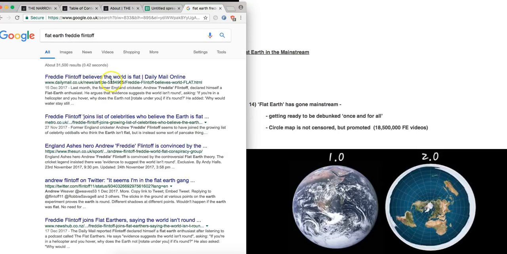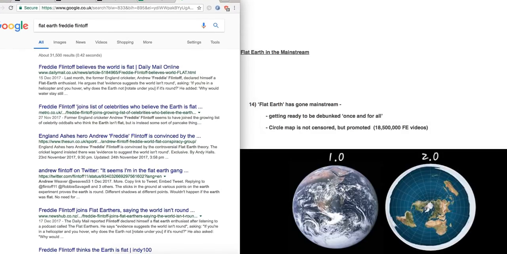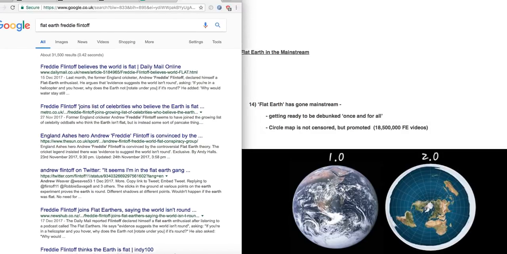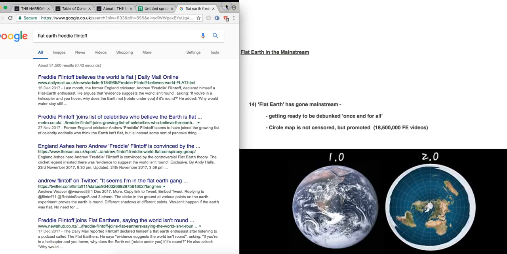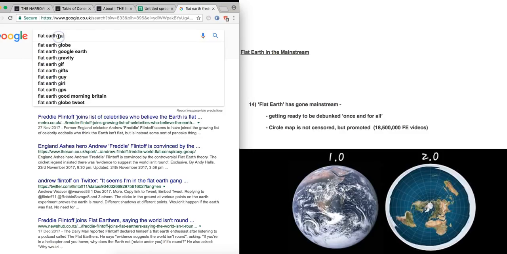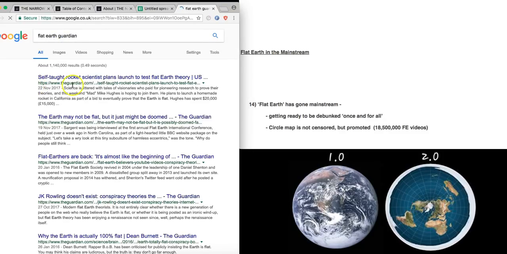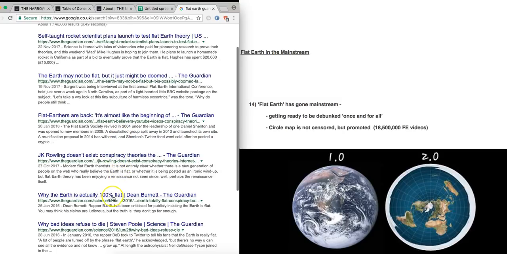He's talking about flat Earth, believes the world is flat. I mean, these are celebrities. They're in the pocket of the elite. They wouldn't be speaking about this if there wasn't an agenda for it. They wouldn't be allowed, and it wouldn't be on mainstream news. You have flat Earth in newspapers like The Guardian. Flat Earthers are back. Flat Earthers conspiracy.